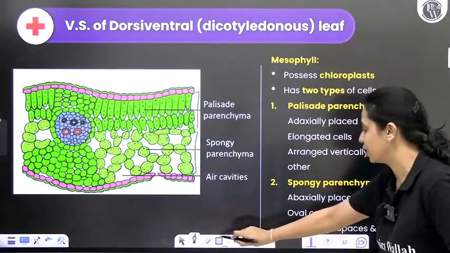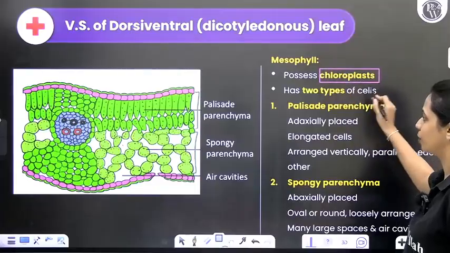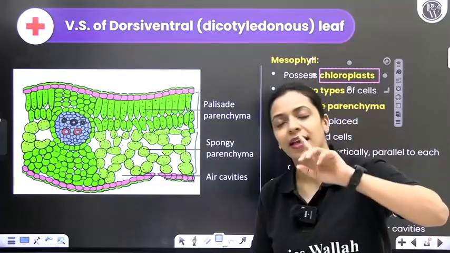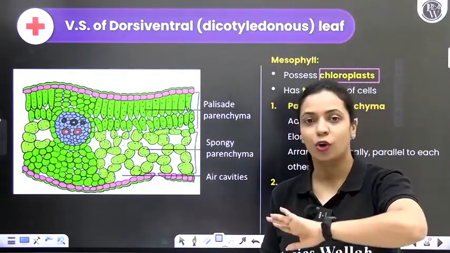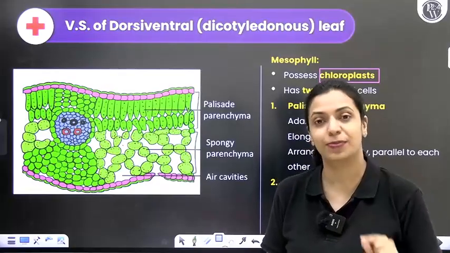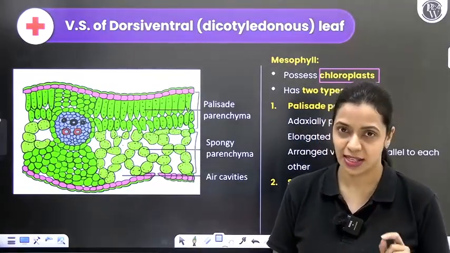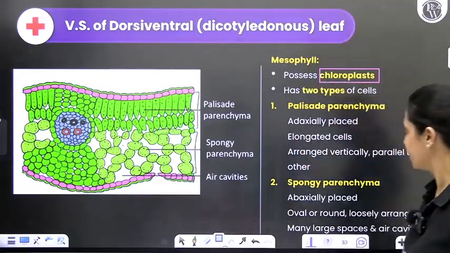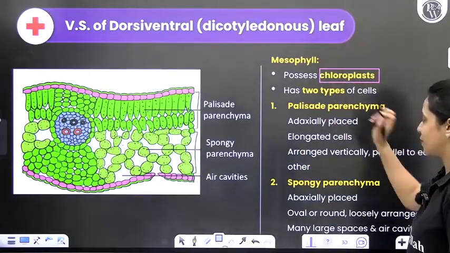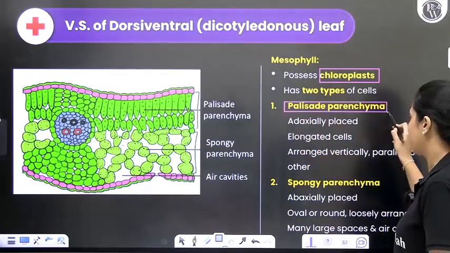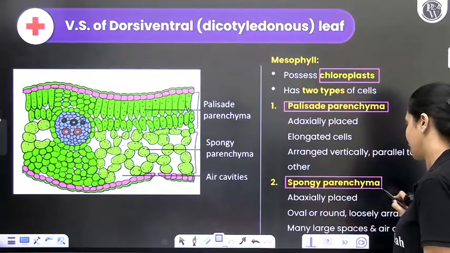Now, mesophyll cells definitely will possess chloroplast. I've already told you about epidermis in leaves, right? In leaves, in the epidermis, chloroplast is not present. It's only present in the guard cells. Apart from guard cells, no other epidermal cells will have chloroplast. Alright? So, two types of cells are present. One is palisade parenchyma, the other one is spongy parenchyma.